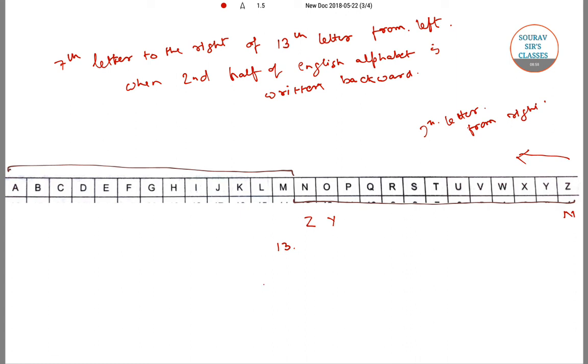That is, instead of finding 13 plus 7, that is the 20th letter from the left of this new series, we are finding the 7th letter from the right in the original series of the English alphabet, which would be 1, 2, 3, 4, 5, 6, 7, T. So the answer would be T. Also, 7th from the right is 27 minus 7, which equals the 20th alphabet of the English alphabet.